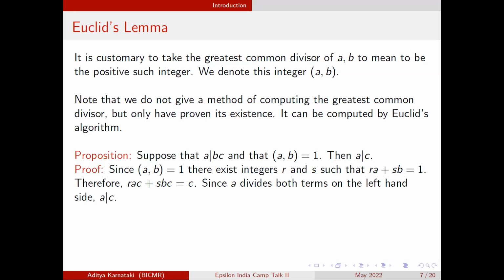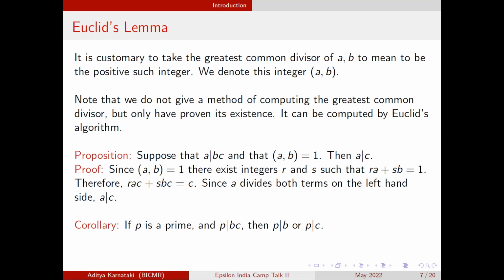So you multiply both sides by c. Therefore you get rac plus sbc is equal to c. And a divides rac, there's an a there. And a divides bc by hypothesis, so a divides sbc. And so a divides rac and a divides sbc, so it divides the sum. And so a has to divide c. Clear so far? Yes, okay. Again, you might have seen these things, but it's good to have a revision.